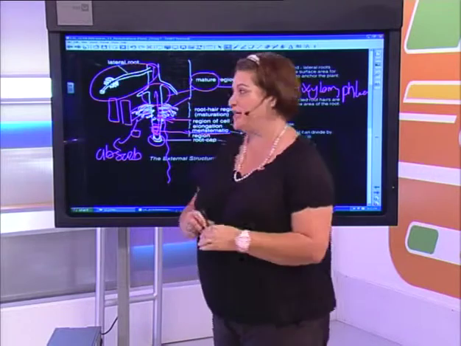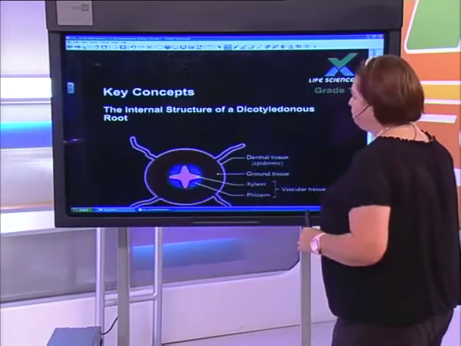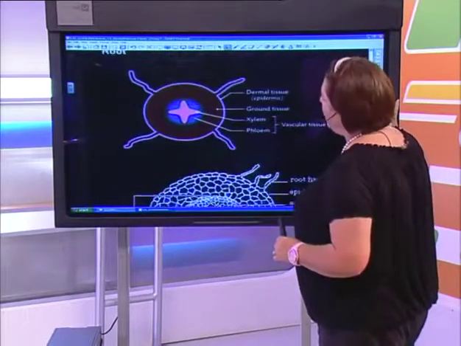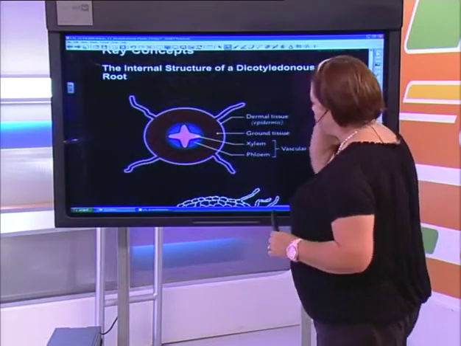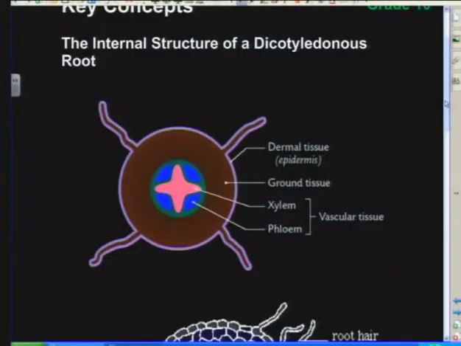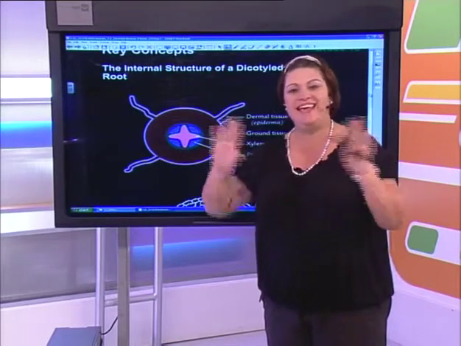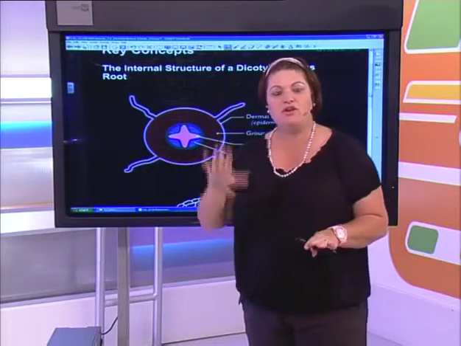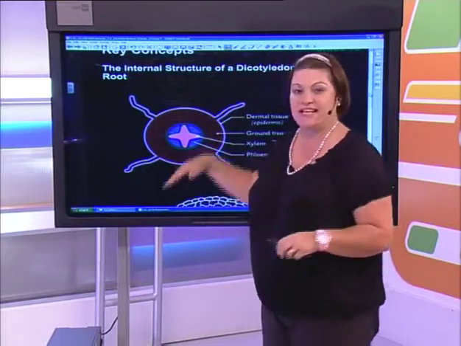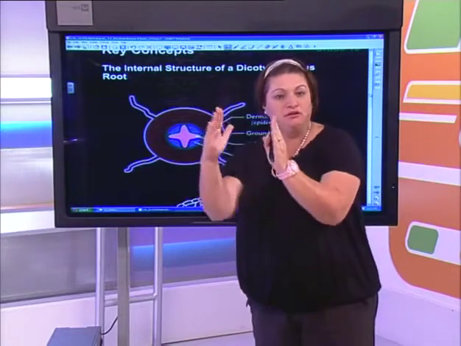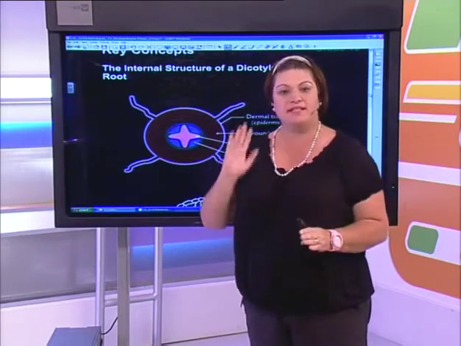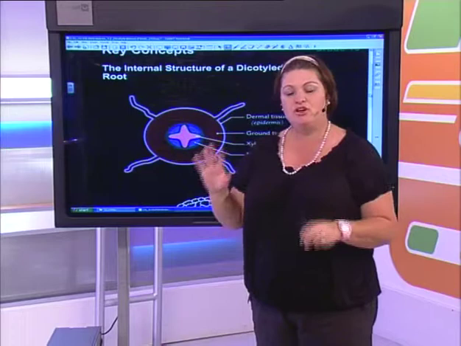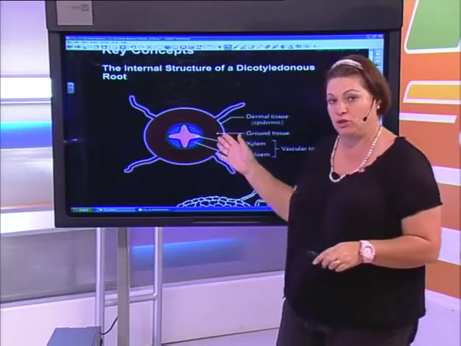Now let's have a look at the internal structure. I want you just to have a look at this. It's a simplified diagram. We call it a line diagram. A line diagram doesn't show any kind of cell detail. The only thing that it shows is that the root has different regions where we can find different tissues. And we're going to look at 3 different regions when we look at the root.